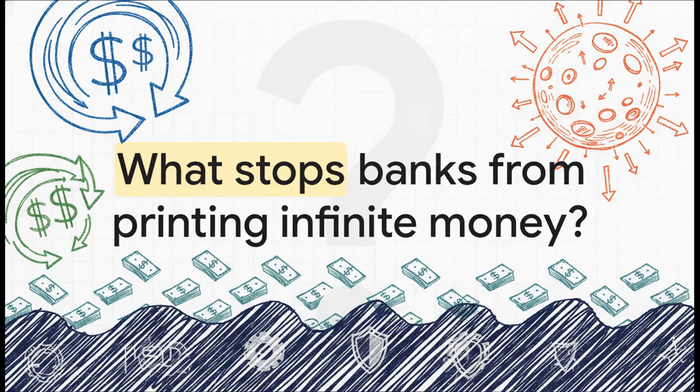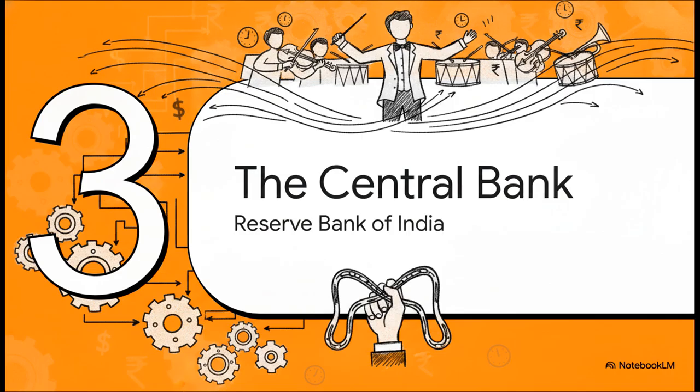But looking at this multiplying loop on our sketch, an obvious question pops up, right? If banks can just keep multiplying credit like this, what stops them from printing infinite money? What exactly prevents the entire economy from drowning in a massive, overheated speculative bubble? Well, that brings us to section 3, enter the central bank.